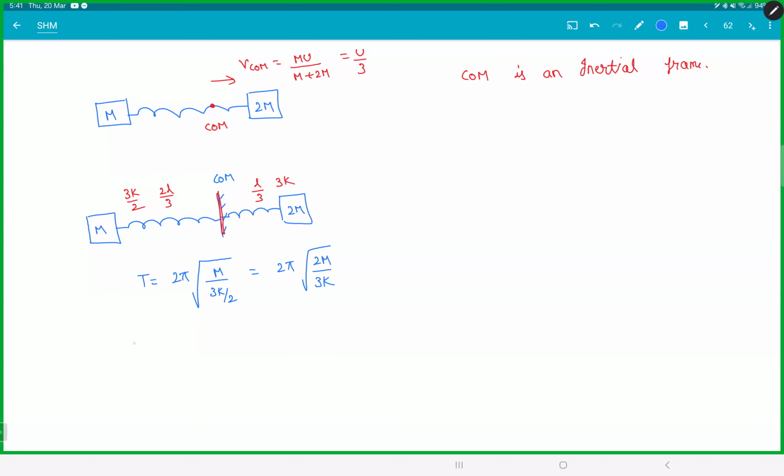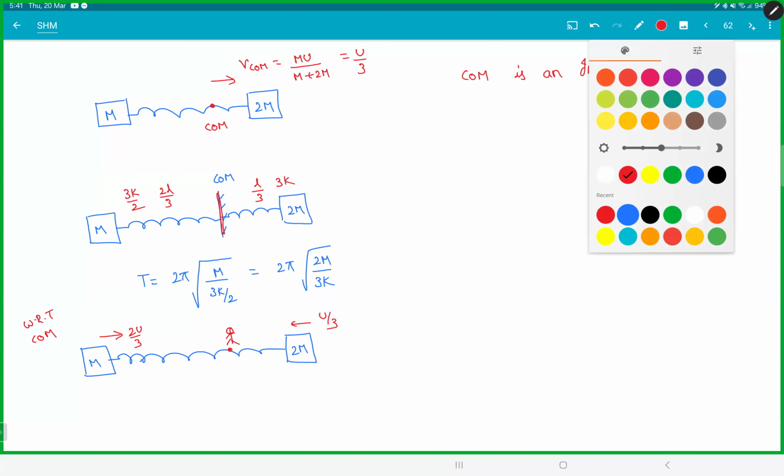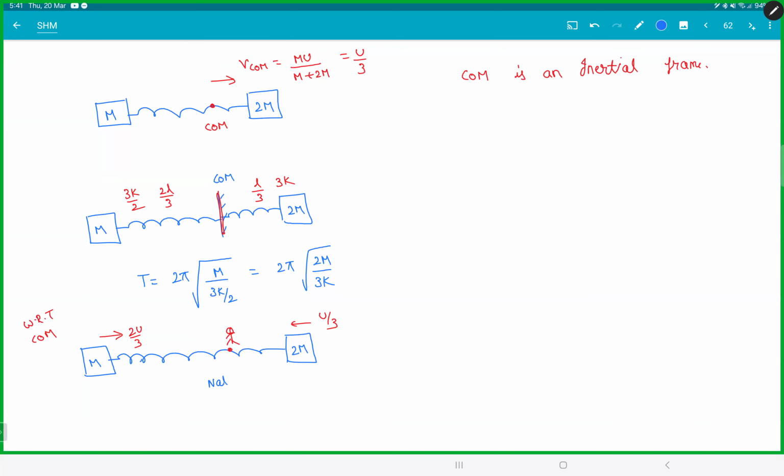Let's go ahead more. Now remember, you're standing on the center of mass. What will the center of mass think? It will think this guy is coming with 2u by 3, and this guy is coming with u by 3. This is with respect to the center of mass. Do you agree? And remember, the spring is in natural length. That means this is the mean position.